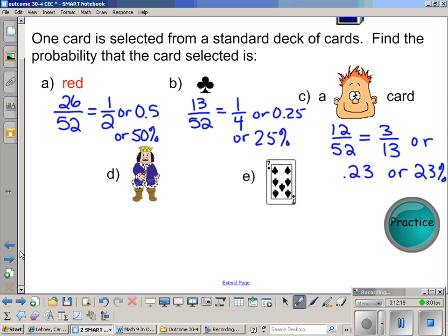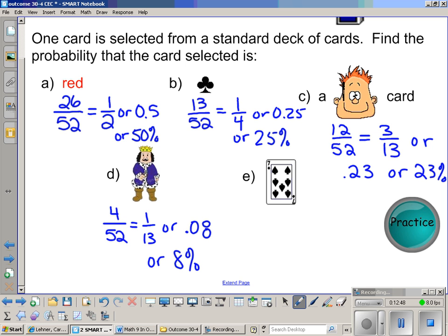All right, we want to find the probability of drawing a king. There's 1 king in each suit. There are 4 suits. So there are 4 kings out of 52 cards. That can be simplified to 1 out of 13. So we can write it as 1 out of 13. Or we could write it as 0.08, or approximately 8%. And again, that is an approximation.